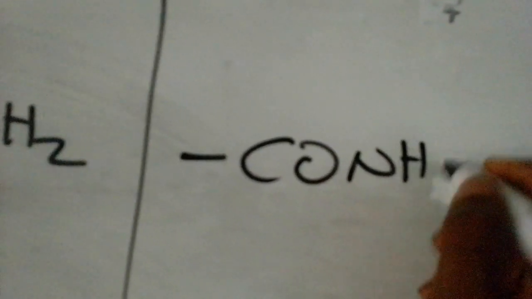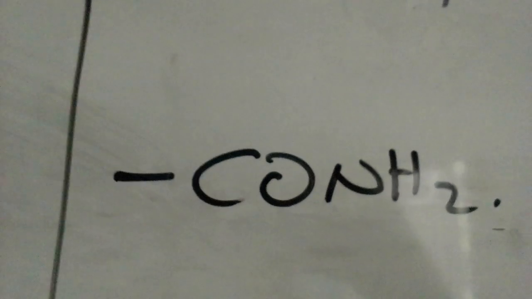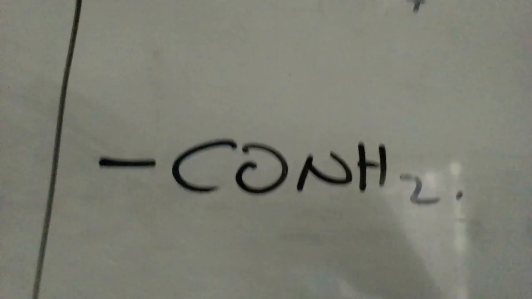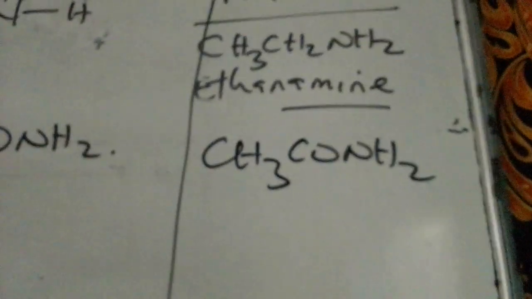So, the functional group: take the first alkyl group, remove it. We now have CONH2. This is the functional group of amides, or primary amides. An example of a primary amide, using an alkyl group here, is CH3CONH2. This is an example of a primary amide.